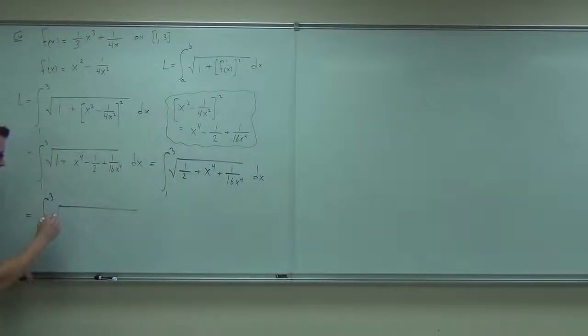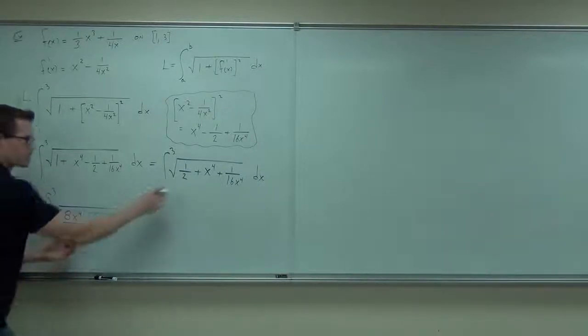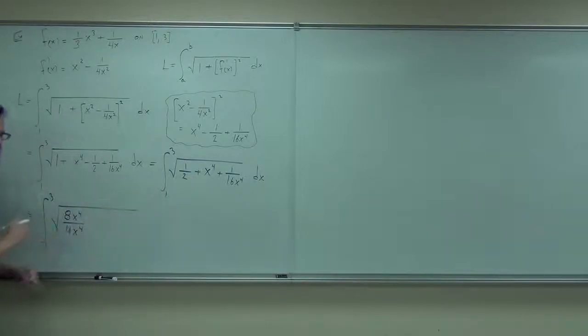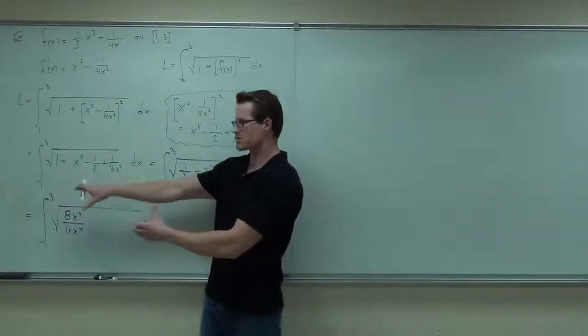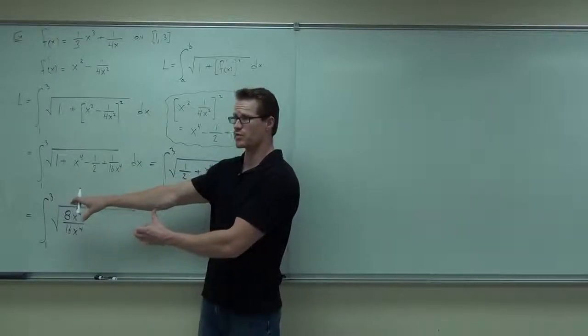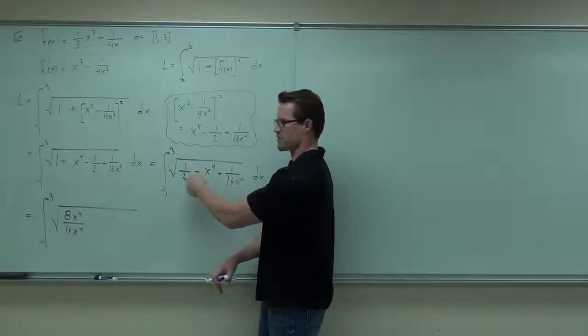1/2 is the same thing as 8x to the fourth over 16x to the fourth. 1/2 is this. Do you believe me? I hope so. I'm the teacher. You should believe me. Although maybe I've lost your trust. Are you guys okay getting from the 1/2 to the 8x to the fourth over 16x to the fourth? You see it is 1/2, right? In other words, we're just multiplying by 8x to the fourth over 8x to the fourth. That's it.